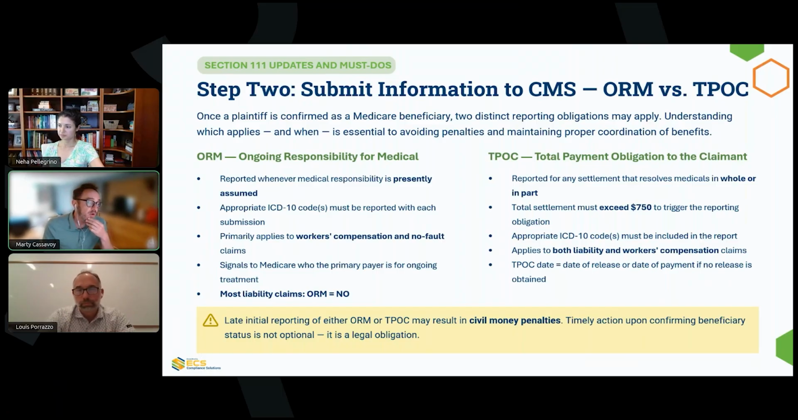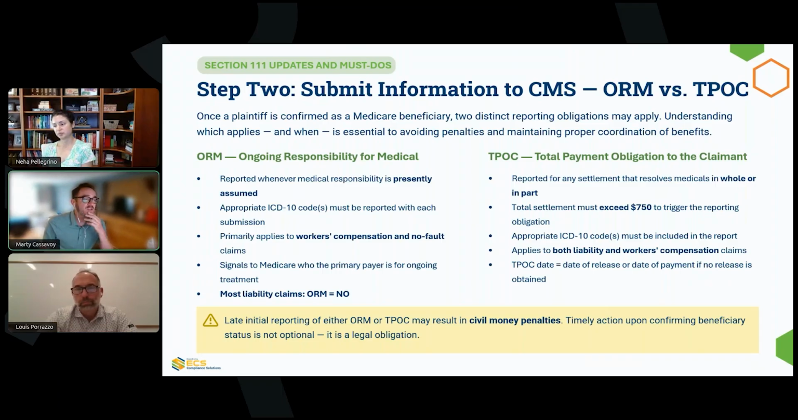Now, the most important thing on this entire slide is that bottom one. Late initial reporting of either ORM or TPOC may result in civil penalties. Timely action upon confirming the Medicare beneficiary status is not optional. It is a legal obligation. If you know the person's a Medicare beneficiary and you've settled that case with that individual, you must report that claim within 1 year of the date of settlement. So if I settle my case today, I have until basically next May to report that claim to CMS. That gives me plenty of time. There's no reason why I shouldn't be able to do it within a year.